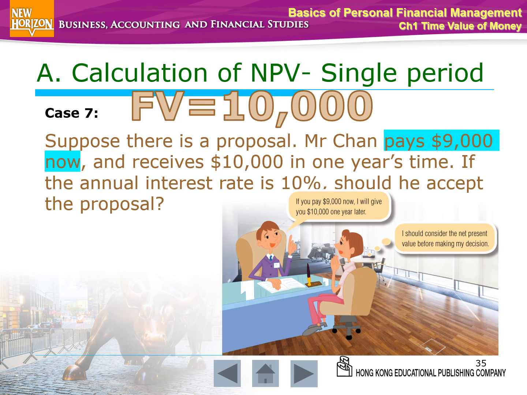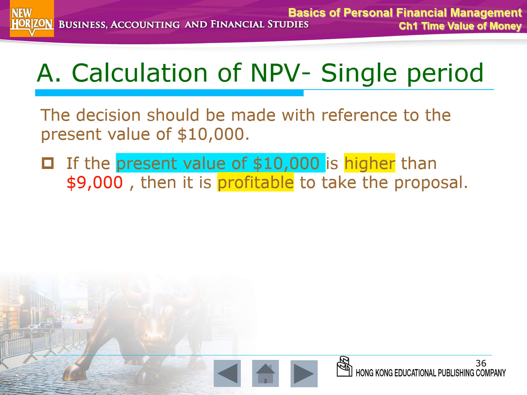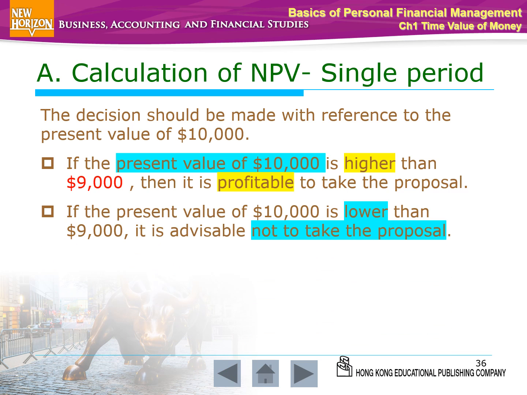So you should make use of scientific calculation to decide if it is profitable for you instead of just an emotional choice. So your decision should be with reference to the present value of $10,000. If the present value of $10,000 is higher than $9,000, then it is more profitable for you to take the proposal. Of course, opposite. If the present value of $10,000 is lower than $9,000, it is advisable not to take the proposal.